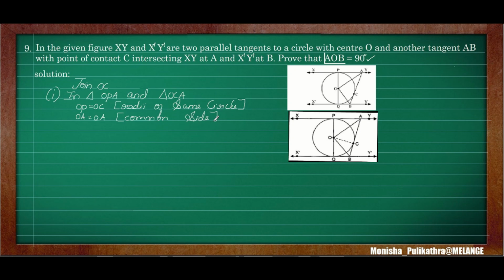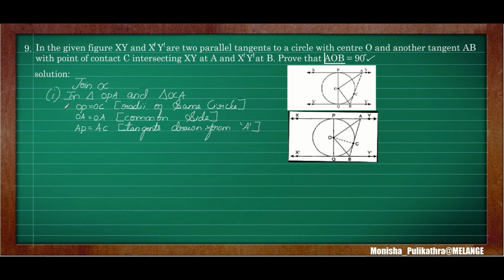Okay. So next one is, here these two are the tangents. AP and AC are the tangents drawn to the circle from an external point A. Okay. So by tangent theorem, these two tangents will become equal. That is, AP is equal to AC, tangents drawn from point A.